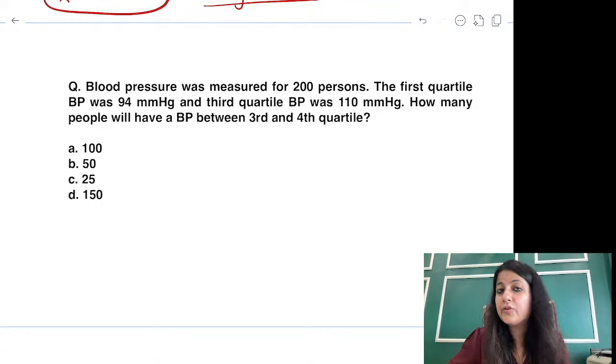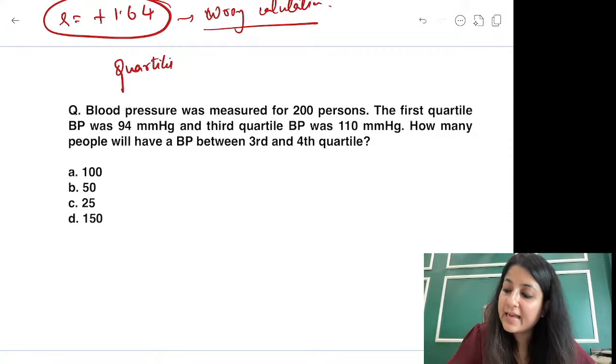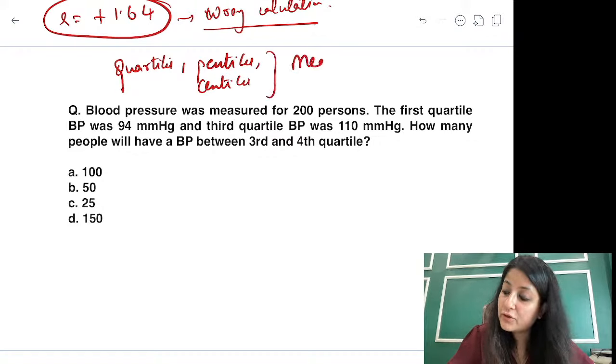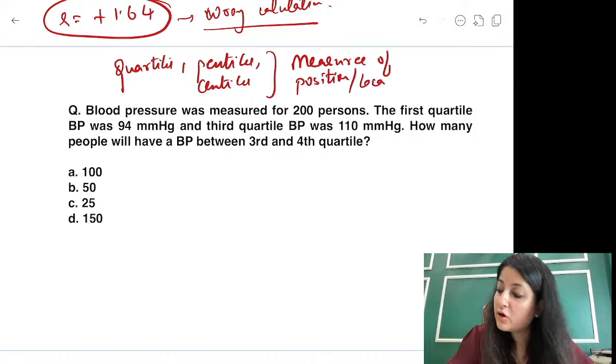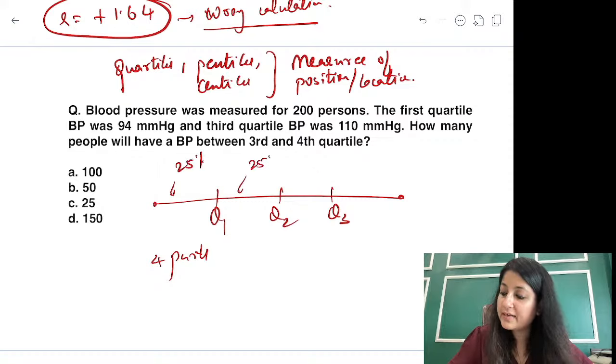Okay, blood pressure was measured for 200 persons. The first quartile BP was 94 and the third quartile BP was 110. How many people have BP between the first and third quartile? So please remember, ये जो quartiles होते हैं ना, like quartiles, pentiles, centiles, they are all measures of location. They are all measures of position. Measures of location means they divide your data set into equal parts. Like if I say quartile, quartile क्या करता है? Q1, Q2, Q3. Quartiles divide into 4 parts. And each part is 25%.